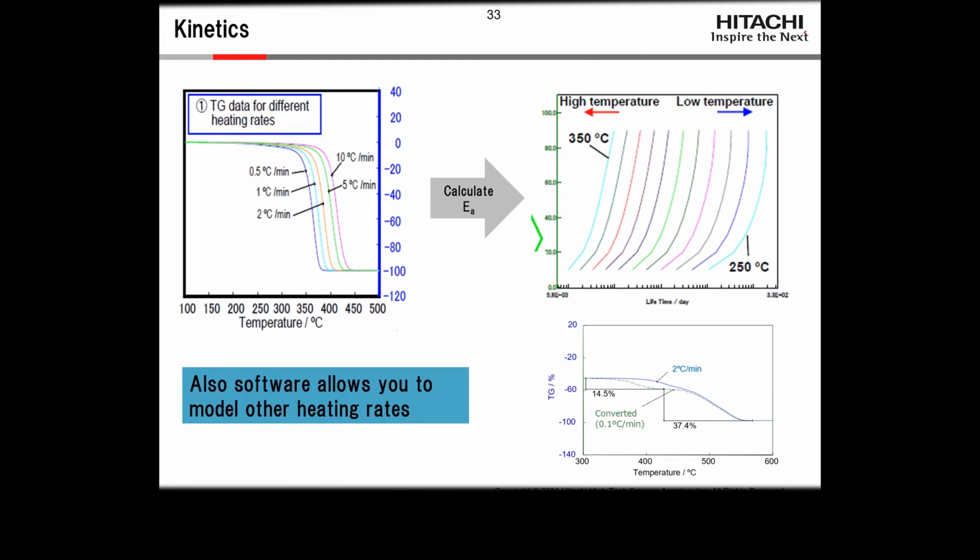The other big software component that people using TGA use is kinetics. What that does is we take a bunch of curves, and this is polystyrene run at various temperatures to watch it degrade. We calculate an activation energy, and from that we can do a lifetime prediction and say what is going to happen to the material at 350 degrees or at 250 degrees, and how long it is going to stay before it starts to fail.